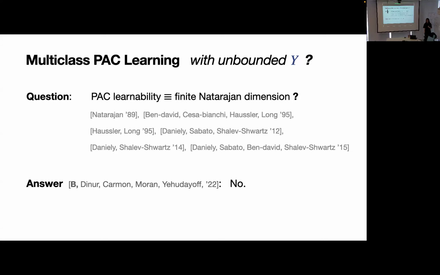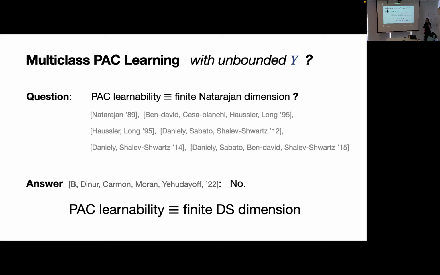Then in a joint work with Dino, Carmon, Moran, and Yehudayoff in 2022, we answer this negatively in a strong sense. We show that the Natarajan dimension does not characterize learnability. I'll explain that later. But we show that a different dimension that we call the DS dimension does characterize learnability. We call it the DS dimension after a paper by Daniely and Shalev-Shwartz from 2014, where they proposed this dimension, not as the main focus of their paper, and conjectured it may be the true one. We proved that this was indeed the case.